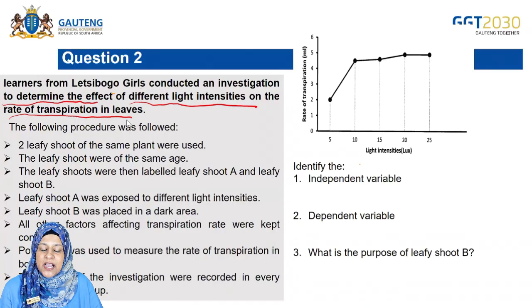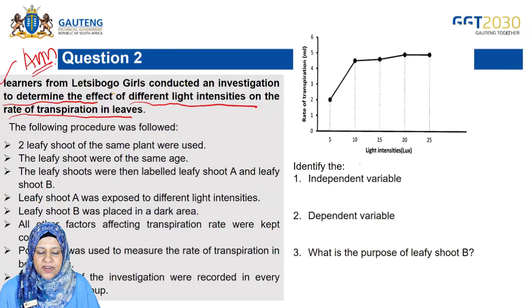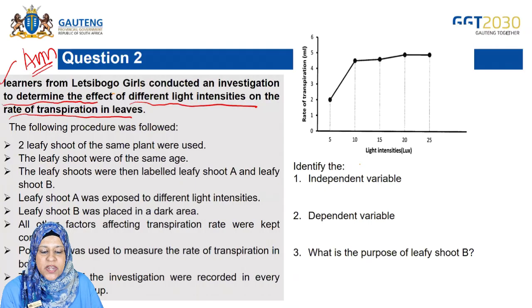So they conducted an investigation to determine, immediately find the aim. That's going to be our aim. Right? The following procedure was followed. This is the stem of the question. Read the stem of the question before attempting the question. 2 leafy shoots, underline it, remember it's a number, of the same plant were used.